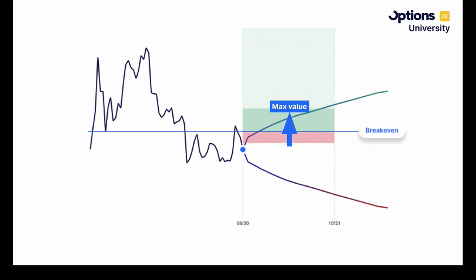Beyond 105, the trade's profits are capped, but that move is beyond what the options market is expecting. And our goal here with the call spread was to reduce cost while increasing our trade's probability of profit.